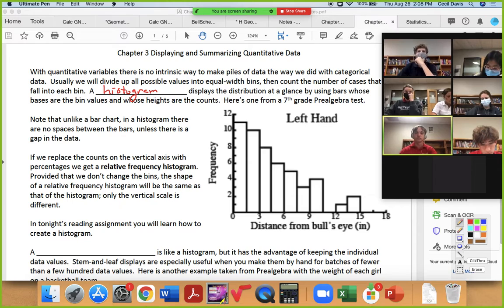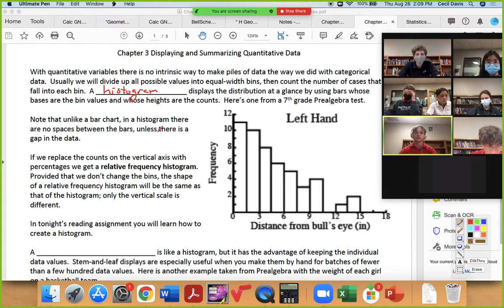Some of you may recognize this one and be like, oh, that looks familiar. Yeah, that's from a 7th grade pre-algebra test. Someone was throwing darts with their left hand at a dartboard and measured the distance from the bullseye in inches and made a histogram out of this. Whoever it is is pretty good, but occasionally has some stray shots.